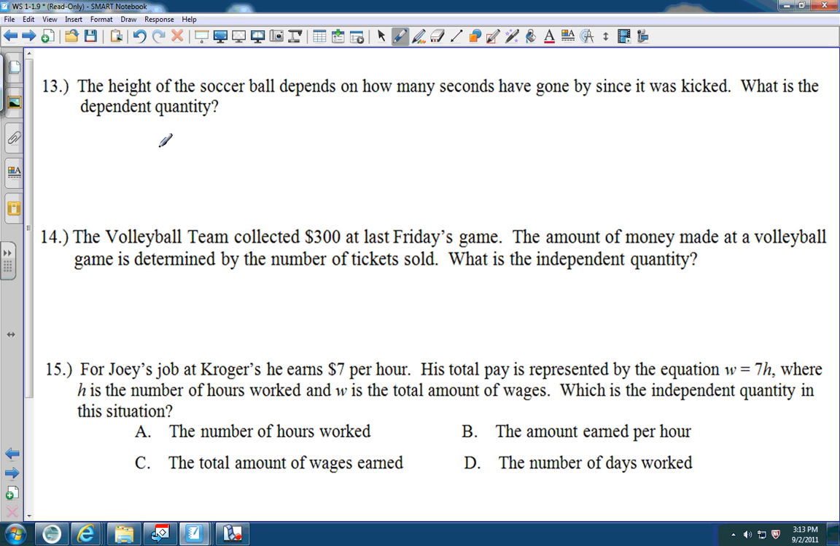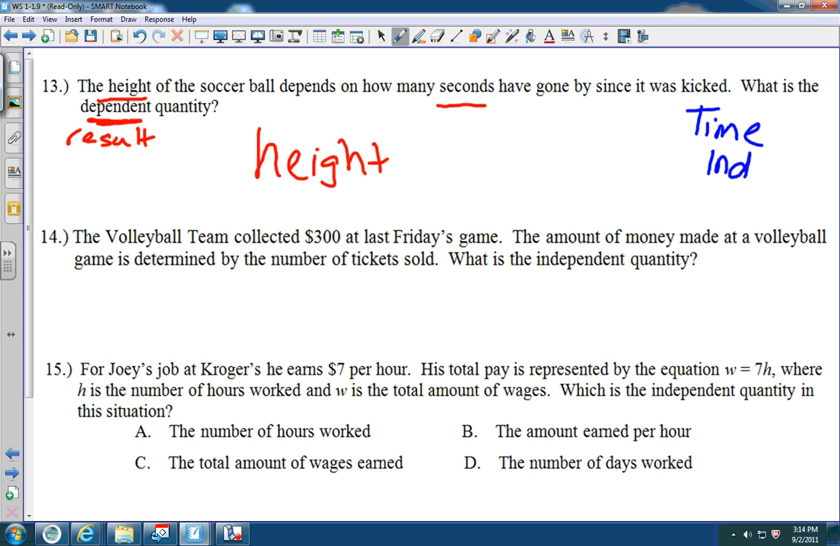Okay, number 13, the height of the soccer ball depends on how many seconds have gone by when it was kicked. So we've got height and we've got seconds. What is the dependent quantity? Okay, dependent is the end result. As the time goes, what happens? The height of the ball. So this is going to be my dependent quantity. You should have height. You also need to remember that seconds, time is always going to be your independent variable, or more often than not, it is normally always going to be that.